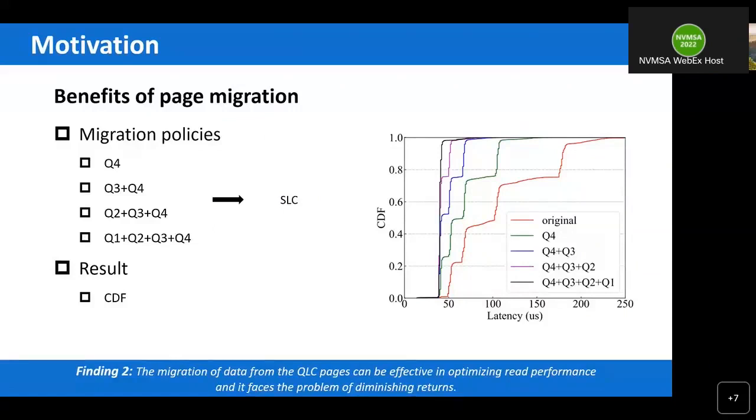As more data are migrated to the SLC region, the high latency pages are gradually eliminated. Despite more migrations meaning better performance, it's worth noting that migrating the data from the Q3 and Q4 pages is more rewarding. From the above test, we draw a conclusion that the migration of data from QLC pages can be effective in optimizing read performance, and it fits the problem of diminishing returns.